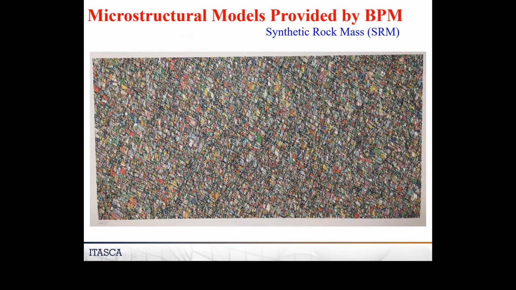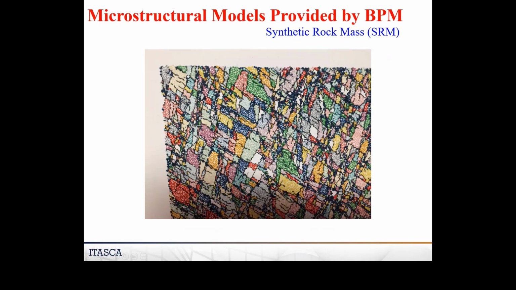Here's actually a poster that I have in my office that we created some years ago. And if you look, you can see the joint fabric. There are 8 joint sets that have been overlaid on this bonded system. Here's a close-up of the upper left-hand corner.